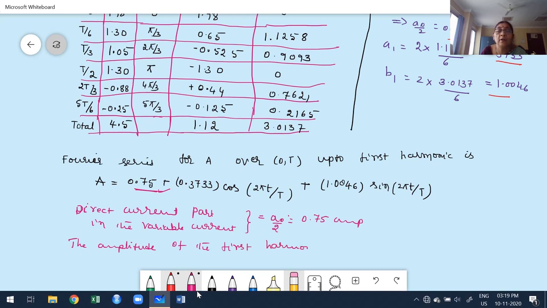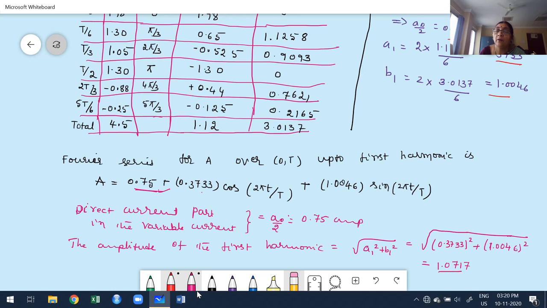First harmonic amplitude equals the square root of a1 square plus b1 square. That is, the square of this value plus the square of this value. Now I have to substitute and simplify that. What is my a1 value? 0.3733 whole square plus 1.0046 whole square. You simplify that.